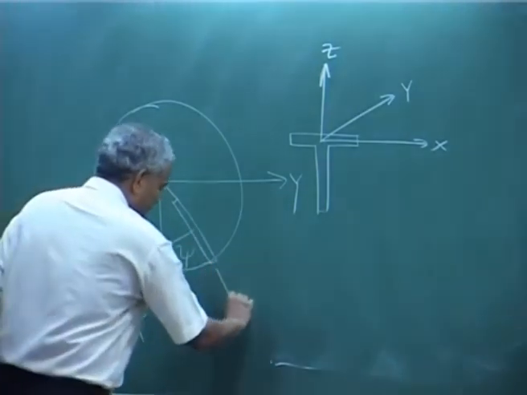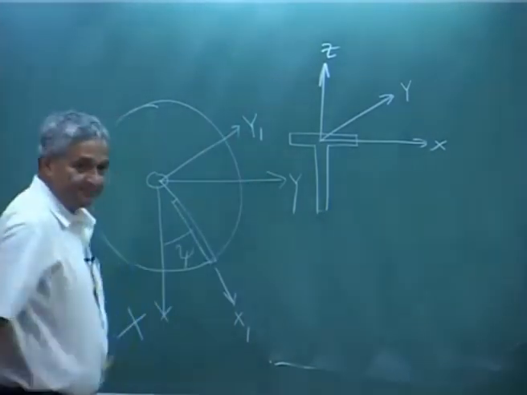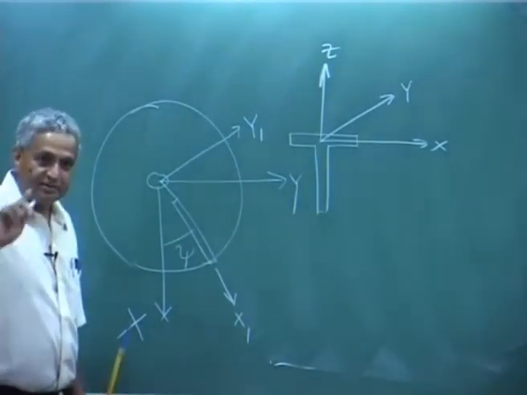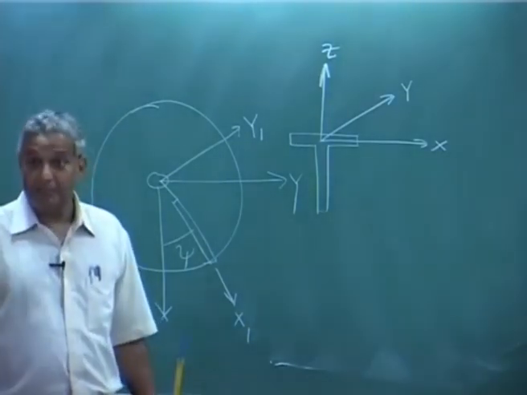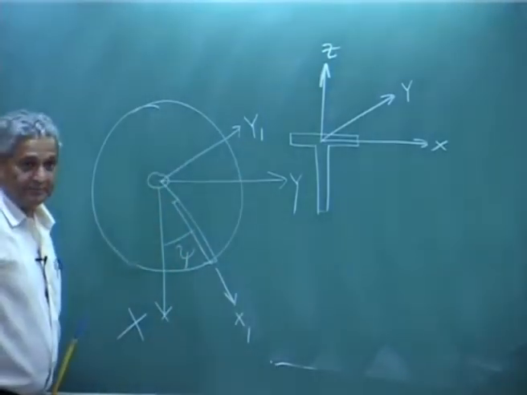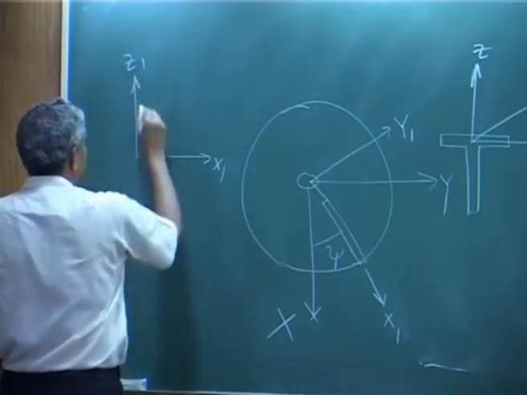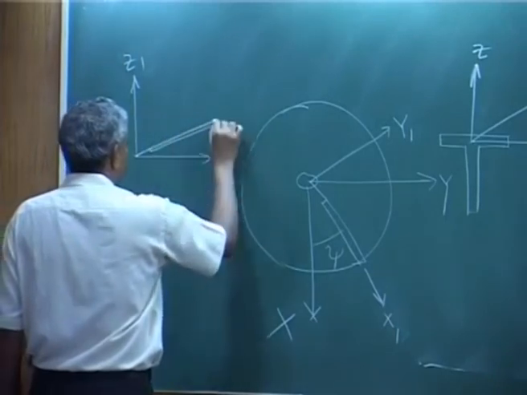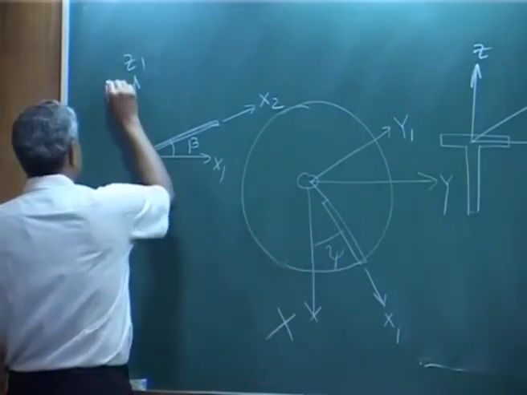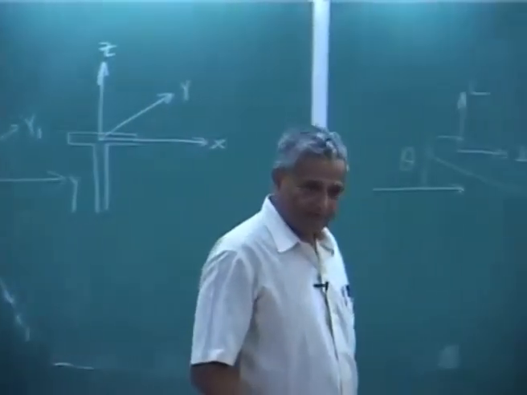But actually I will call this X1 Y1. X1 Y1 Z1 is actually a rotating coordinate system. It rotates with the blade. Blade means, but the blade can flap. Now if I look from Y1, assuming I am viewing from Y1, this is my X1, this is my Z1, and my blade can be like this. This is my flap, beta. So I call this X2 Z2, and Y is into the plane. Is it clear?